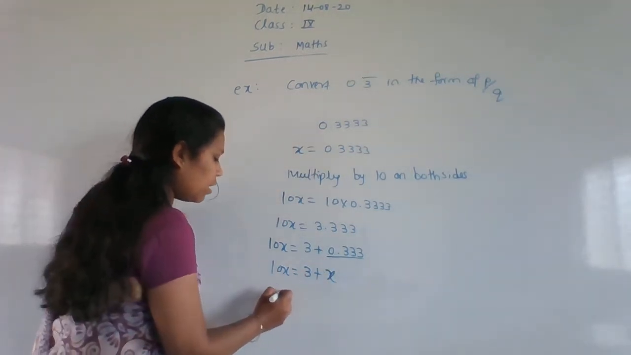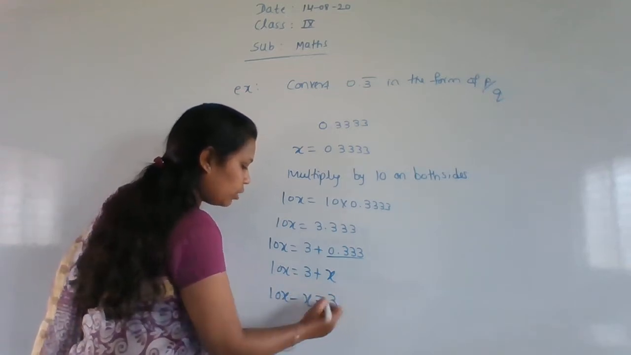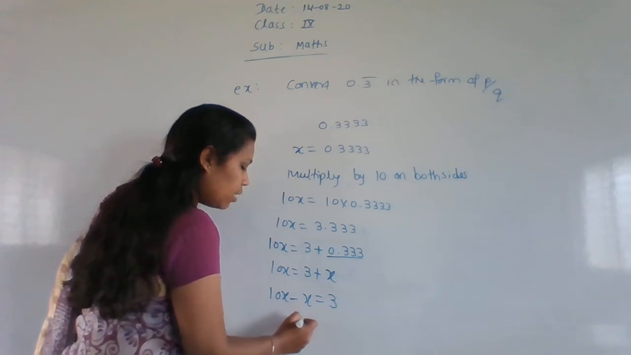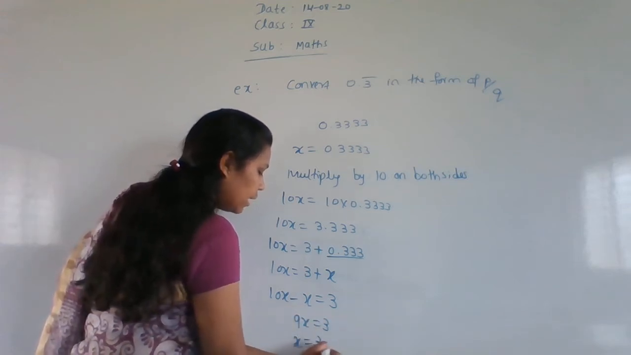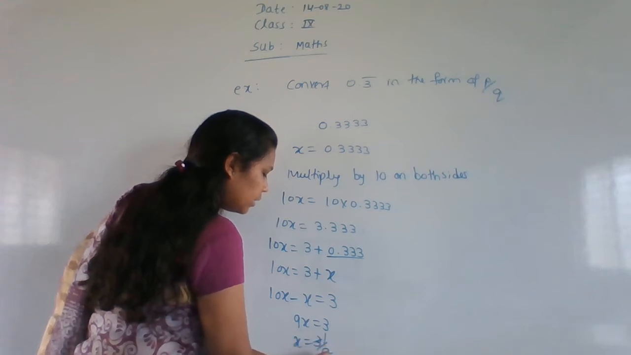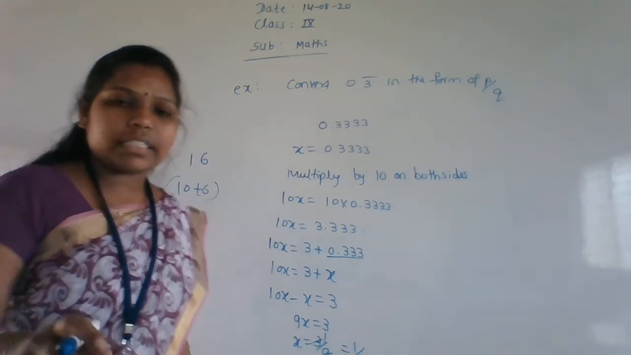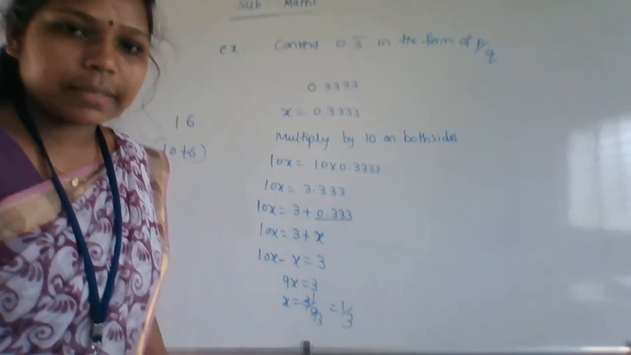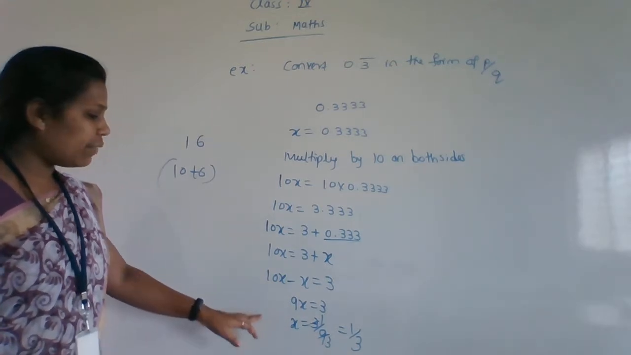So that is nothing but 10x on this side, that is 10x minus x is equal to 3. And here it will become 9x is equal to 3. x is equal to what? 3 by 9. 3 ones are 3, 3 threes are 9. That is nothing but 1 by 3. So the answer is 1 by 3. Understanding everyone?